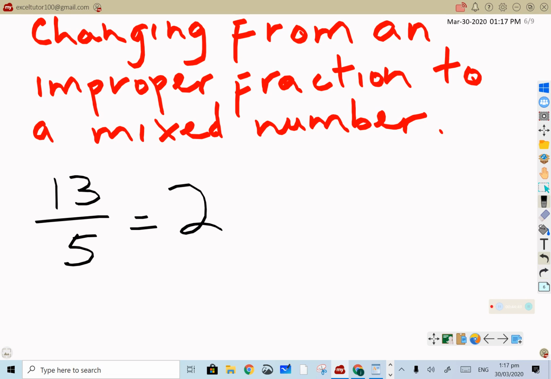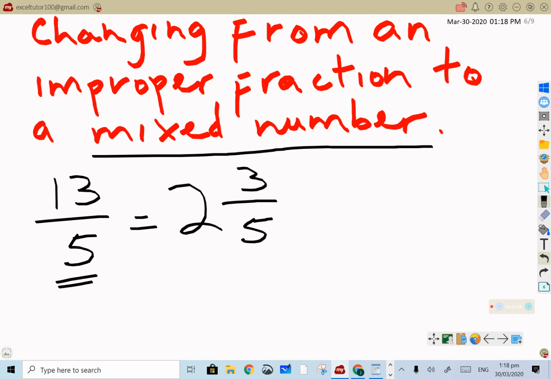Okay, so that will be a whole number, because remember we are changing it into a mixed number. A mixed number is made up of a whole number and a fraction. So 5 into 13 is 2, and then we have a remainder of 3, which we put over our denominator of 5. So we keep the same denominator, 5. This is really the remainder. Okay, so my handwriting on the whiteboard isn't the neatest. I hope that you all are still able to understand.